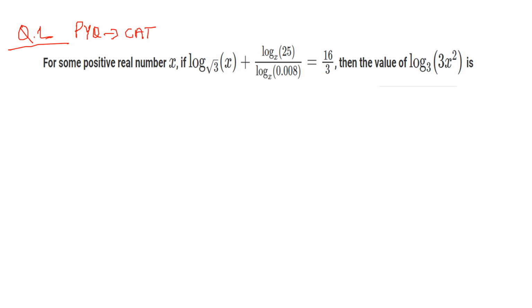This is question from CAT 2023 slot 2. For some positive real number x, if log x base root 3 plus log 25 base x divided by log 0.008 base x equal to 16 by 3, then we have to find the value of log 3x square base 3.